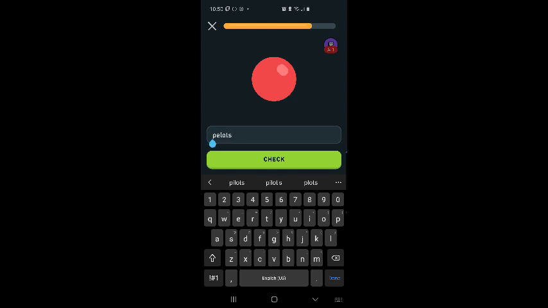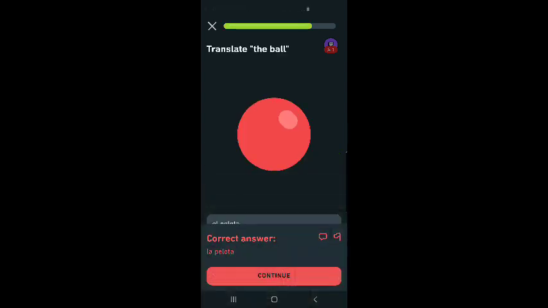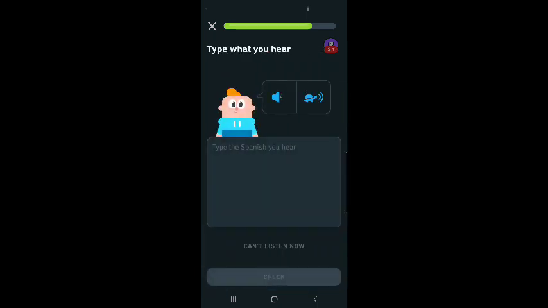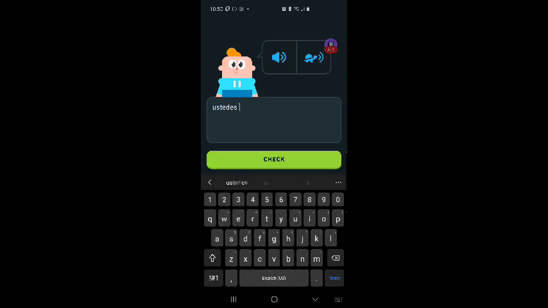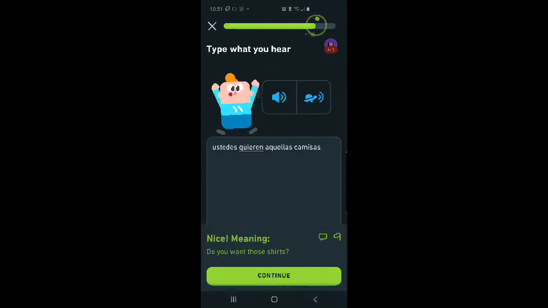Pelota. La pelota. Lo siento. What was I going to say? Lo siento. I can't remember the other word for sorry now. My brain is not working well. It hurts. ¿Ustedes quieren aquellas camisas? Quieren. Aquellas. Camisas. Ustedes quieren aquellas camisas. They want those shirts. Do you want those shirts?